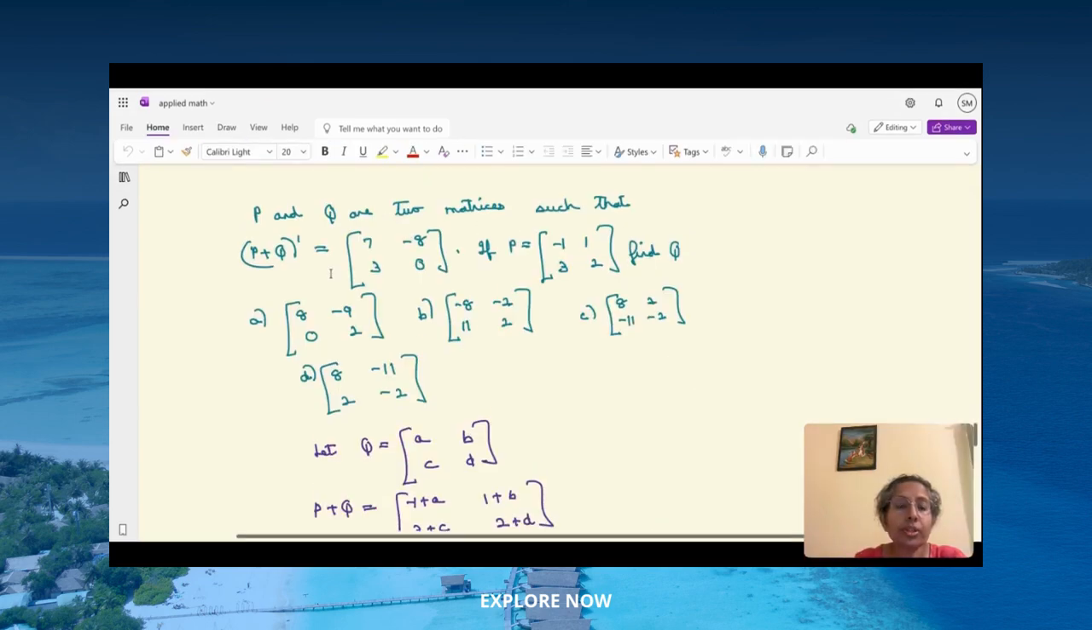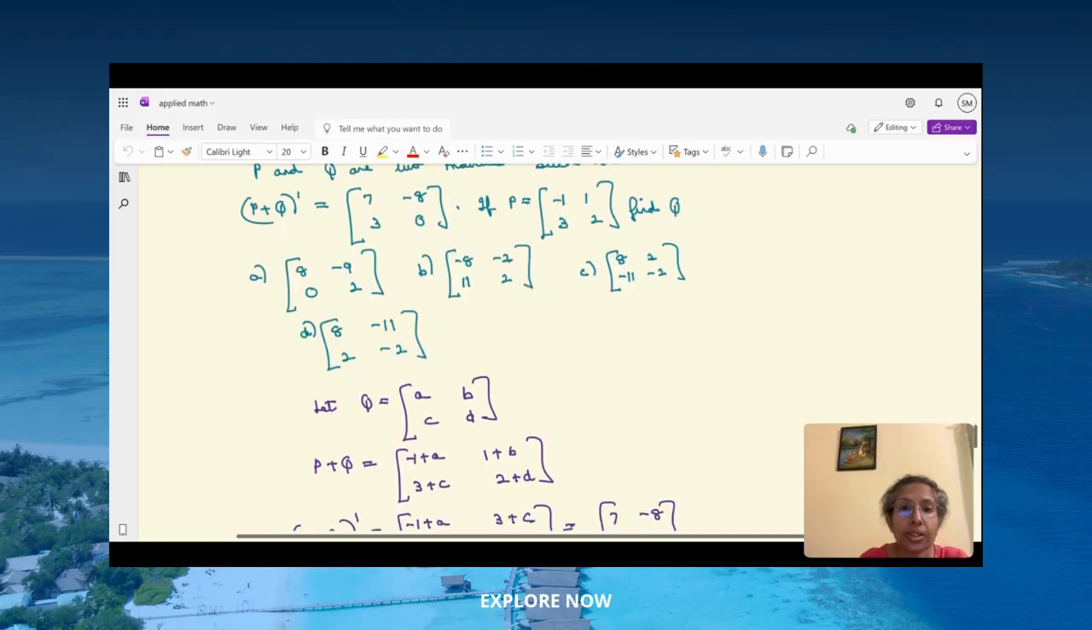P and Q are two matrices such that (P plus Q) transpose is 7, minus 8, 3, 0. If P is minus 1, 1, 3, 2, find Q. These are your options. So let Q be A, B, C, D.